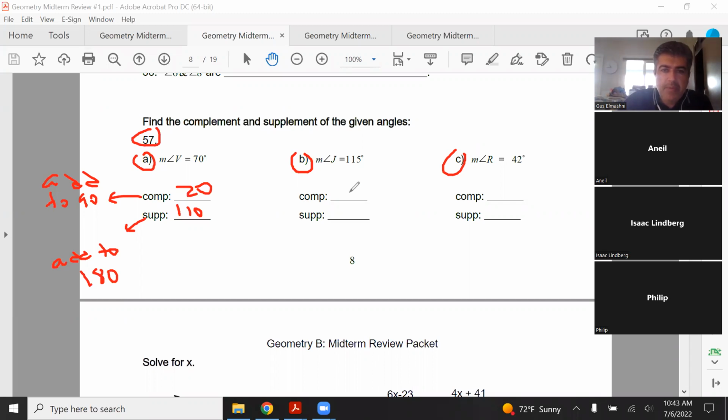That's actually impossible because complements add to 90. That's a trick question. That's 65. That's 48. That's 138. Remember, supplement adds to 180, complement adds to 90. Okay, let's keep moving.